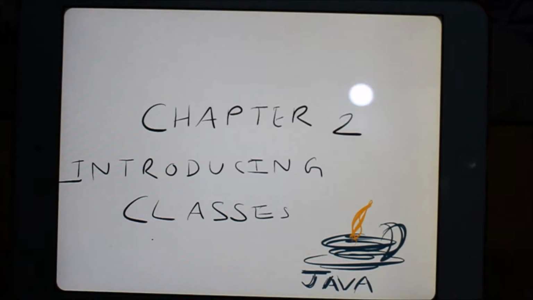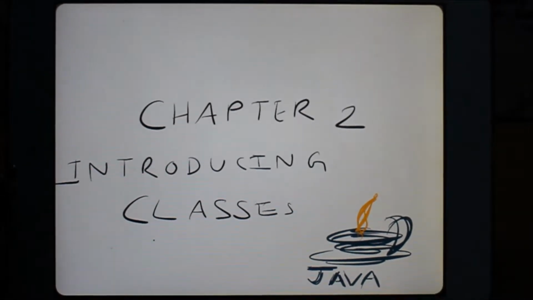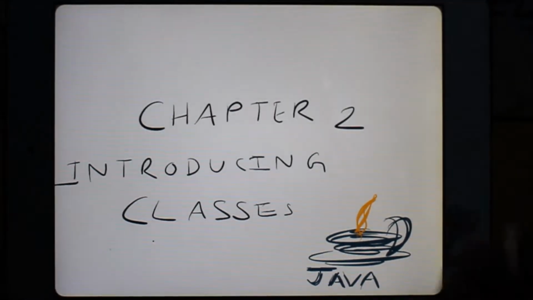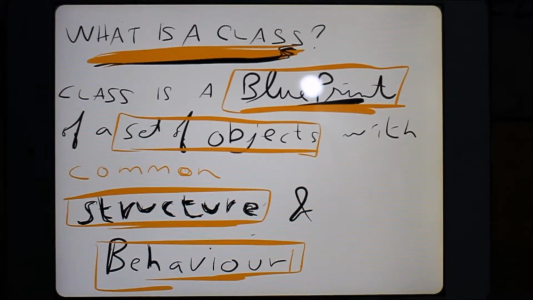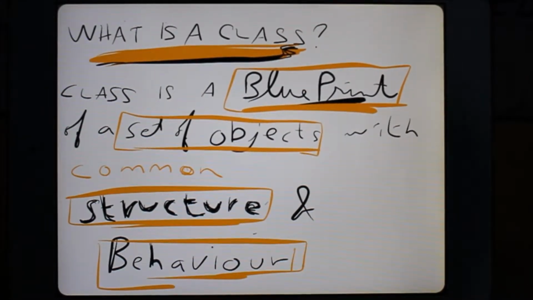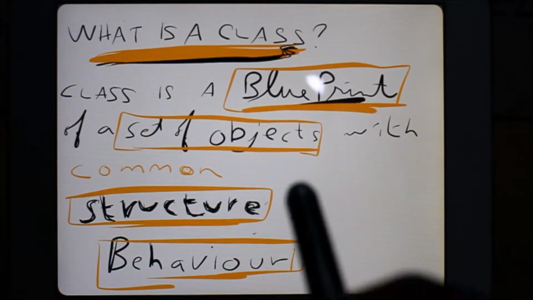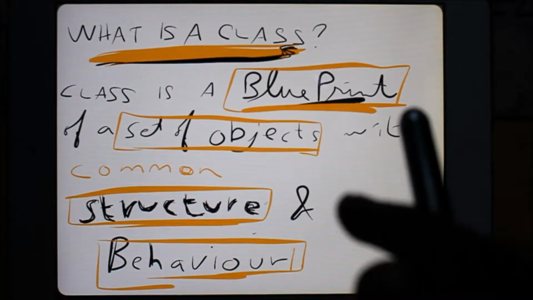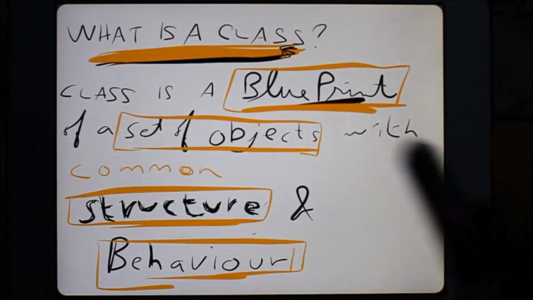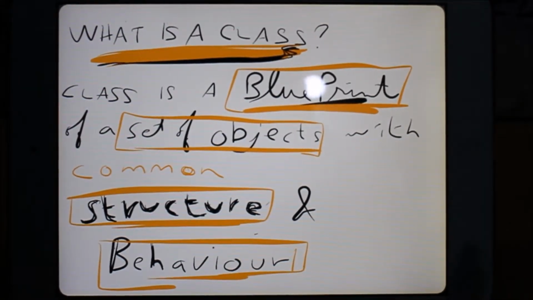So, let's start. First of all, what is a class? Class is a blueprint of a set of objects with common structure and behavior. Okay? Class is a blueprint of a set of objects with common structure and behavior.